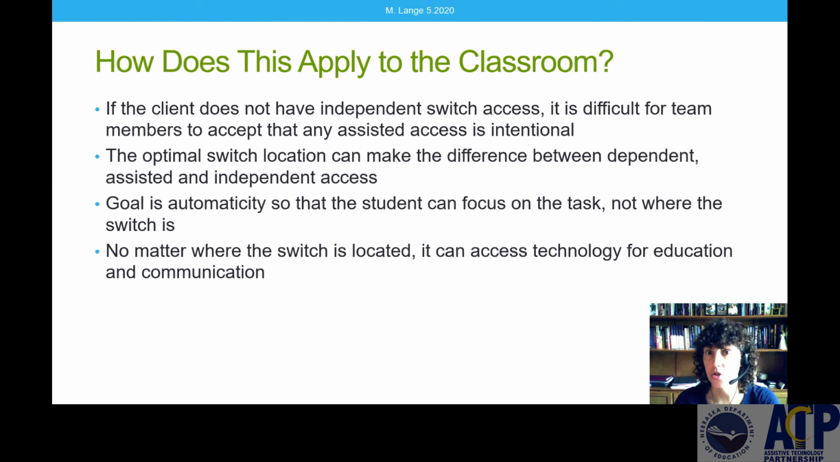Think about driving in your car. A ball bounces across the street, your foot's on the brake. You don't have to think about where your brake is, thank goodness, or you might run into that child who's running behind the ball. You just hit the switch, you hit the brake pedal, right? We want our clients to not think about how do I hit the switch, where is the switch. We want them to think about where they want to drive or what they want to say. That requires automaticity, that requires lots and lots of practice with switch access. So no matter where the switch is located, it can be used to access technology for education and communication.